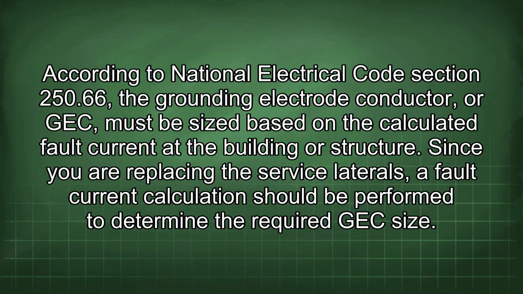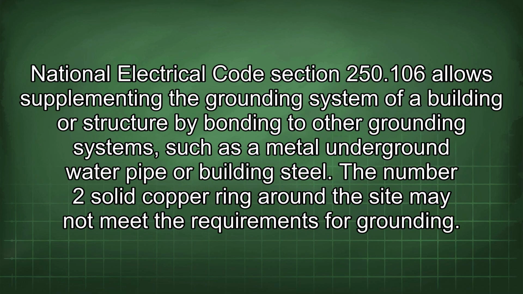According to National Electrical Code Section 250.66, the grounding electrode conductor, or GEC, must be sized based on the calculated fault current at the building or structure. Since you are replacing the service laterals, a fault current calculation should be performed to determine the required GEC size.